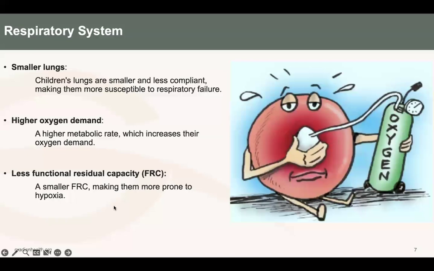Then, when it comes to the rest of the respiratory system, the lungs, where gaseous exchange takes place, are also, of course, smaller because they are relatively small. They are immature. They are growing up, and the smaller lungs are also less compliant. And this makes them more susceptible to injury. So if we are pushing air into them with a lot of pressure, we can easily damage their lungs.